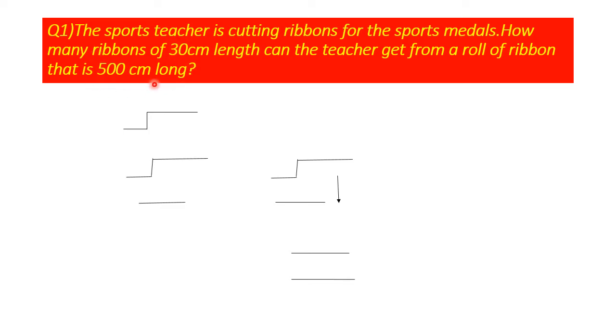So the total length of the roll of the ribbon is 500 centimeter. The length of one ribbon is already given, which is 30 centimeter. We have to find out how many ribbons we need. Here we can see that we already have the total length of the ribbon and the length of one ribbon. When we divide 500 centimeter by 30 centimeter, we will get the total number of pieces of ribbon required for the medals. So let's see how we can divide 500 centimeter by 30 centimeter.